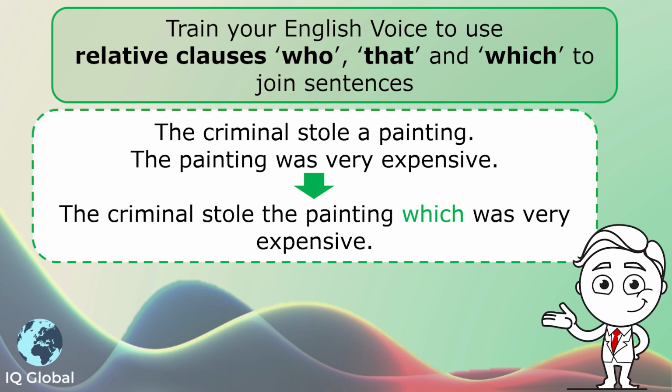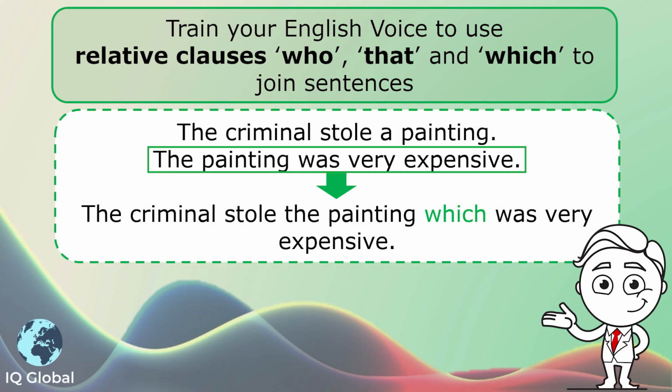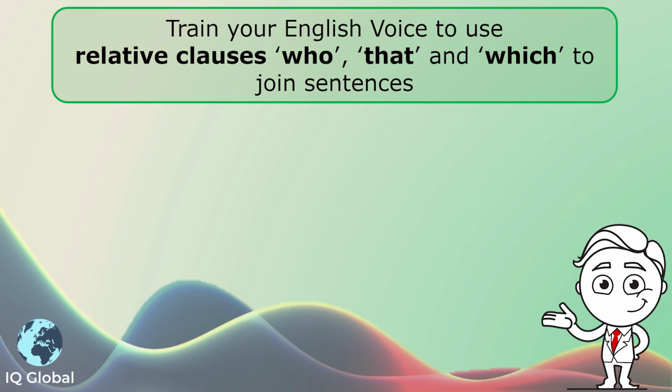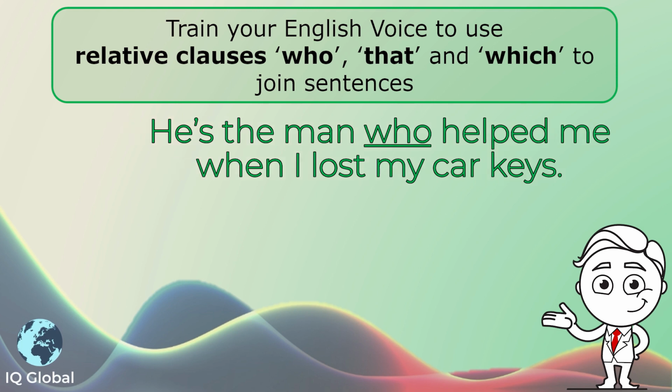For example, the criminal stole a painting. The painting was very expensive. When we join those two sentences, we say, the criminal stole the painting which was very expensive. Another example, he's the man who helped me when I lost my car keys.